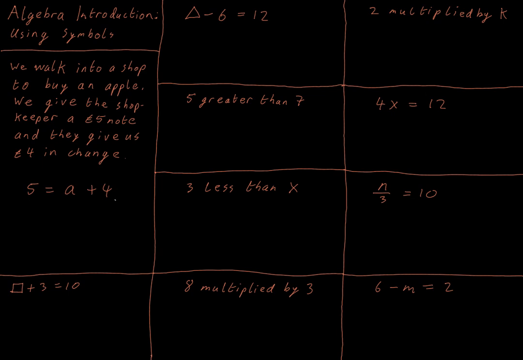So this is how we can describe this whole story in a single line using mathematical language, using a symbol. The symbol here is the letter A, which stands for the cost of one apple. So this is how we can translate from a big bunch of English into a single line of mathematical language. And this is, again, our algebra. This is where we're starting off with our symbolic use of maths, using symbols in maths. So, cost of the apple plus our €4 adds up to the €5 that we started with.